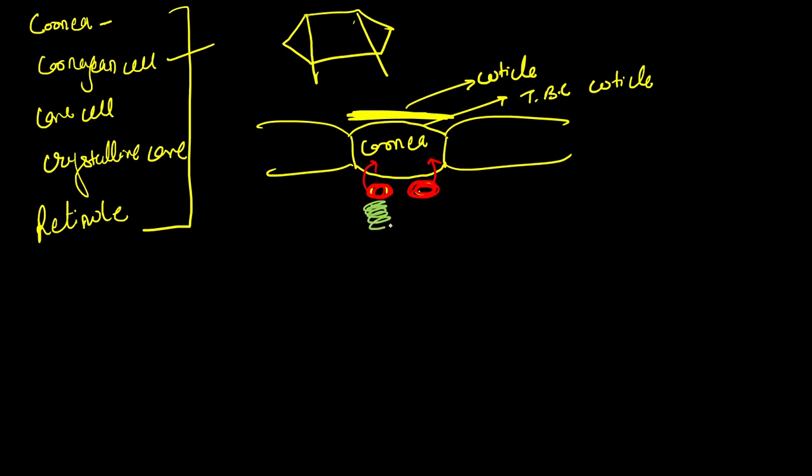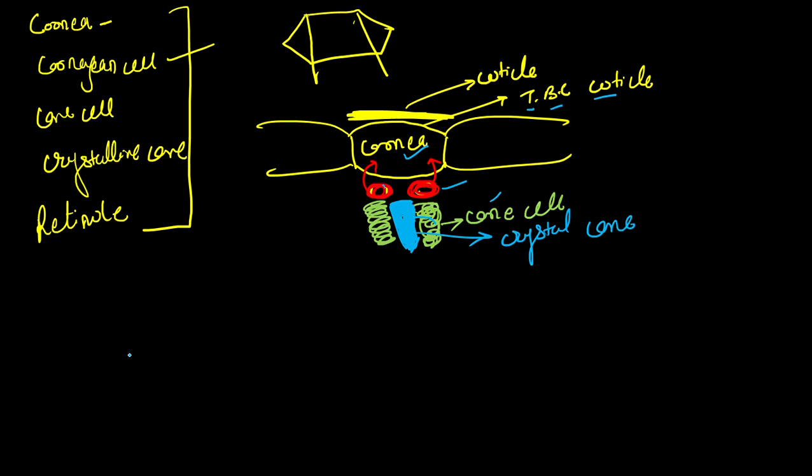Just below the cornea, we have another cell. We call it the cone cell. Its structure will be conical. These cone cells are responsible for the formation of the crystalline cone. I am repeating myself: the outermost layer we call the cornea, which is a transparent biconvex cuticle. Then the cornea is secreted by cornegen cells. Below the cornegen cells, you have cone cells. These cone cells are going to secrete your crystalline cone.